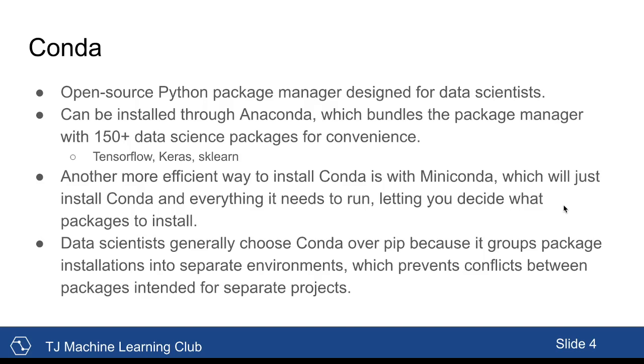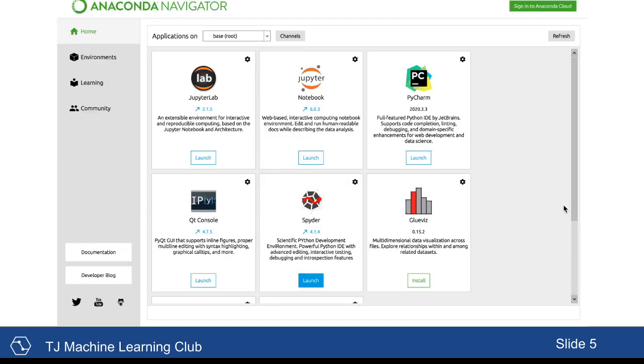Another more efficient way to install Conda would be through Miniconda, which doesn't install everything, like these 150 plus packages. And this will help you choose what packages to install. If you're a little bit more concerned about what you're installing, that would be another approach for you to use. But I think with Anaconda, there also come some things like Anaconda Navigator, which I think we use at the AI course at TJ as well.